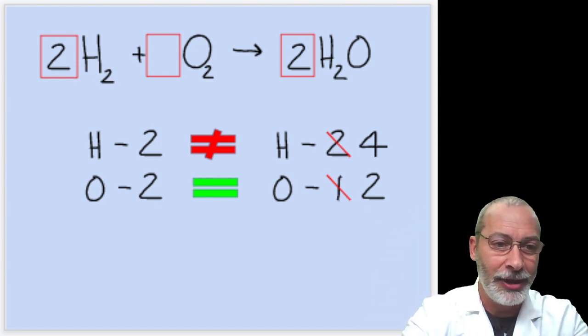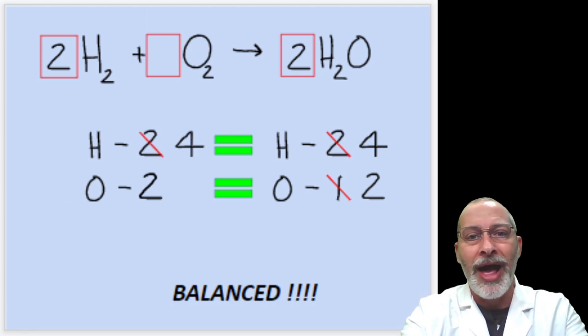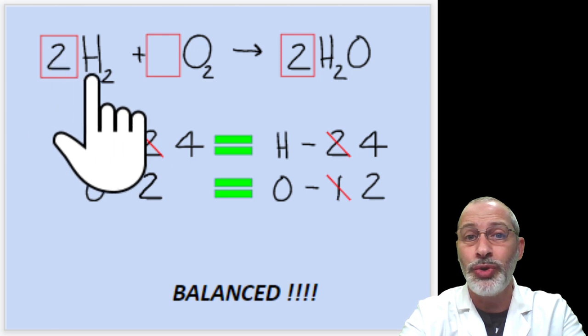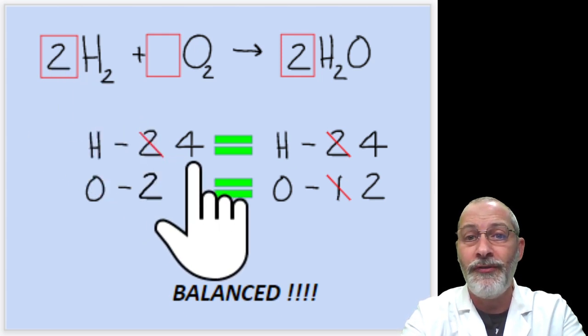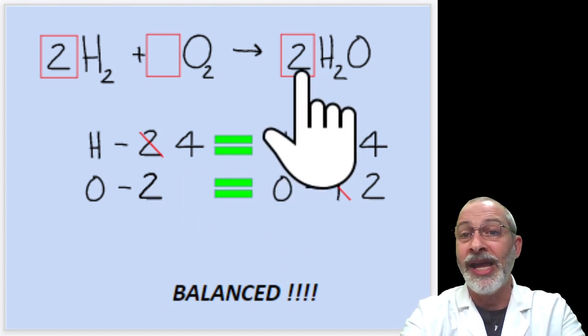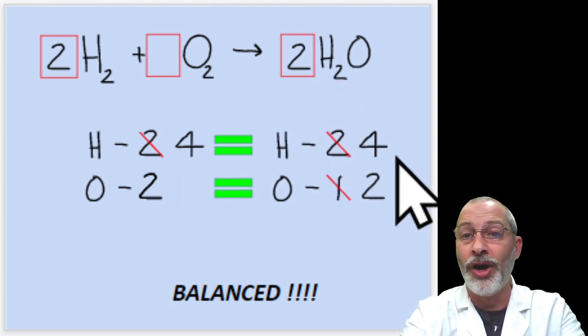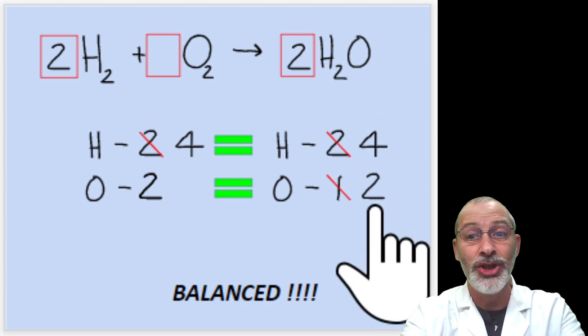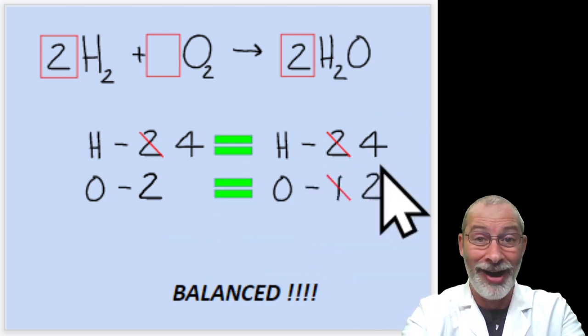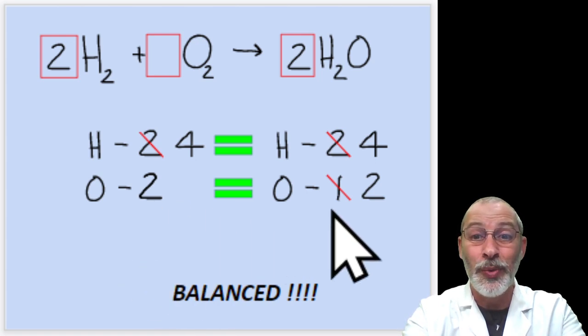so let's recount here. So how many hydrogens do we now have in the reactant side? 2 times 2 equals 4. How many oxygens? 2. How many hydrogens? 4. How many oxygens? 2. Does 4 equal 4? Uh-huh. Does 2 equal 2?